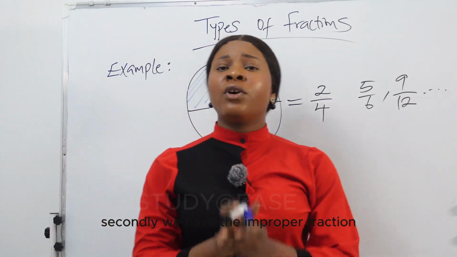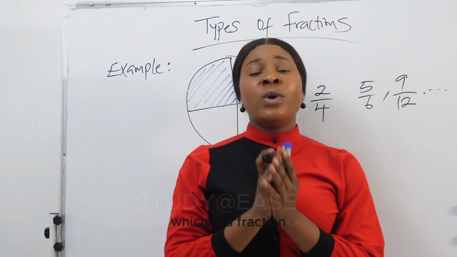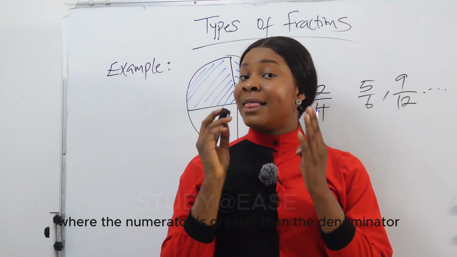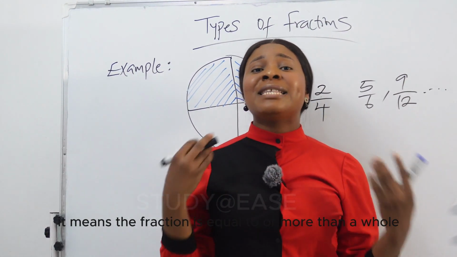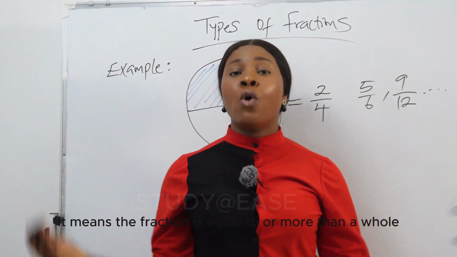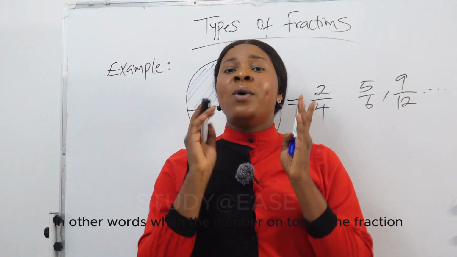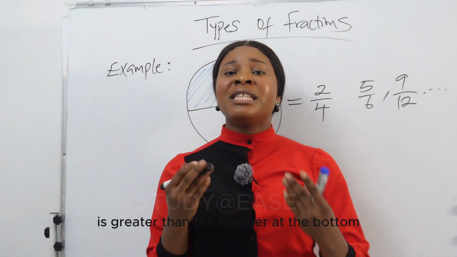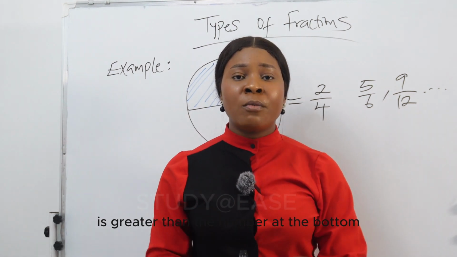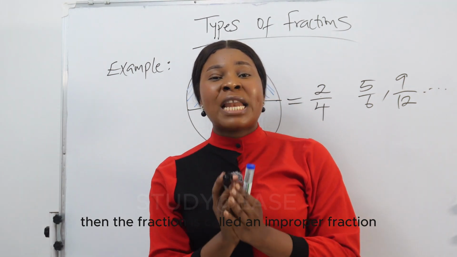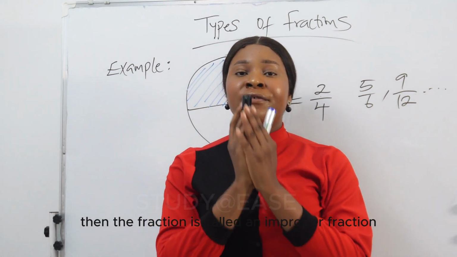Secondly, we have the improper fraction, which is a fraction where the numerator is greater than the denominator. It means the fraction is equal to or more than a whole. In other words, when the number on top of the fraction, that is the numerator, is greater than the number at the bottom, which is the denominator, then the fraction is called an improper fraction.